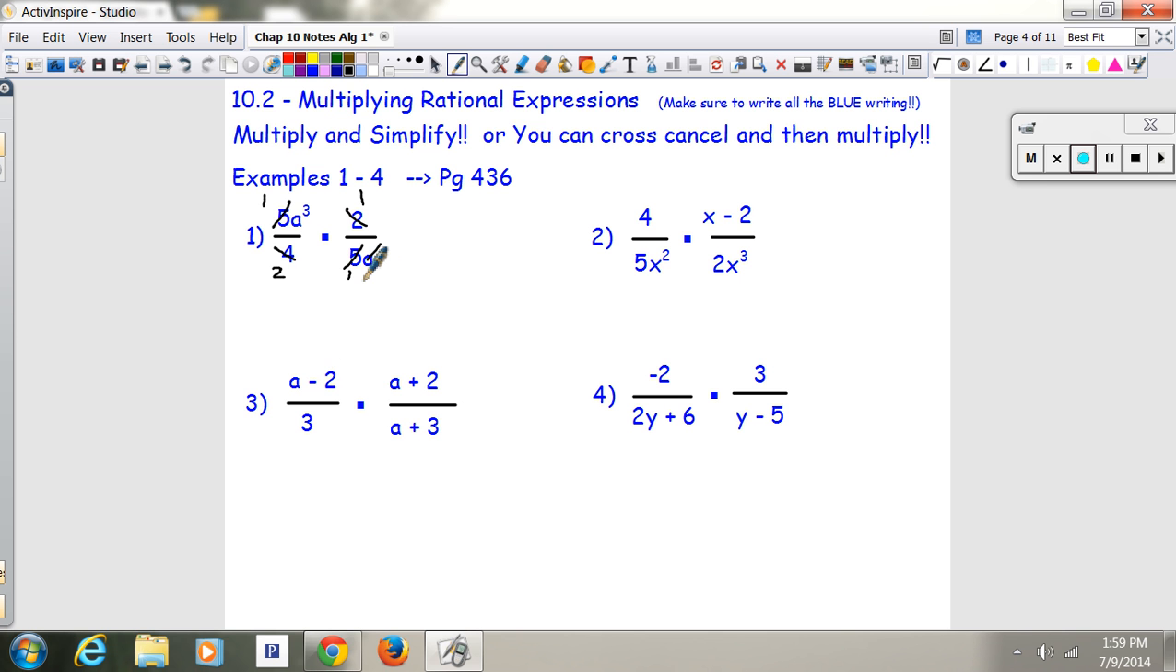You've got an a on the bottom, you could take out an a off the top and just make a squared. So you're going to end up with a squared times 1, which is a squared, and 2 times 1, which is 2. There's your answer. You can cross-cancel if possible, and that makes it a lot easier for you. You could multiply straight across and then reduce it afterwards, but that's just a little bit longer.